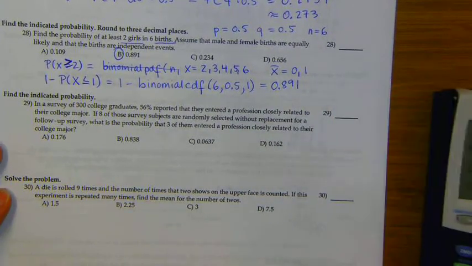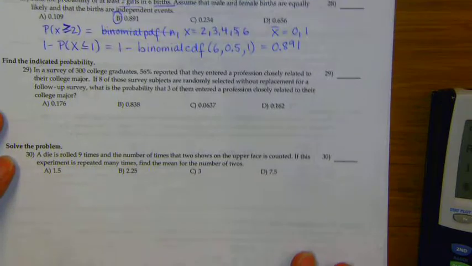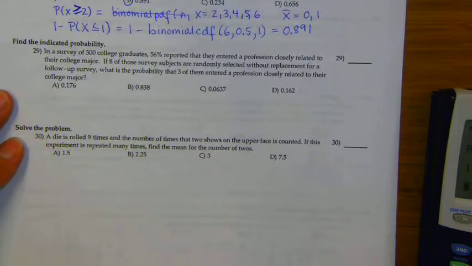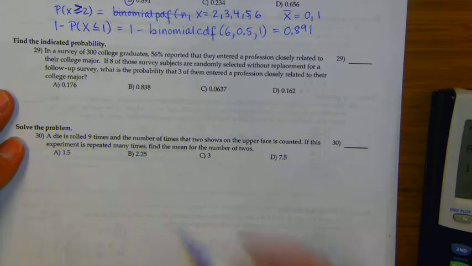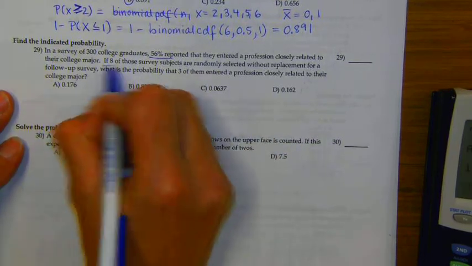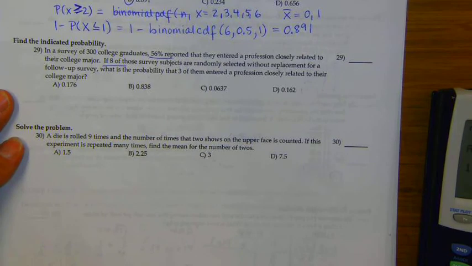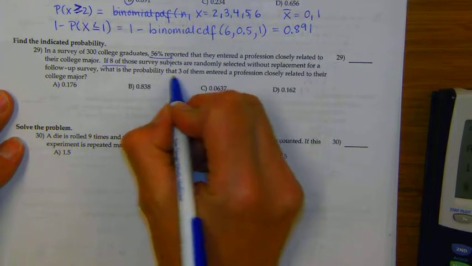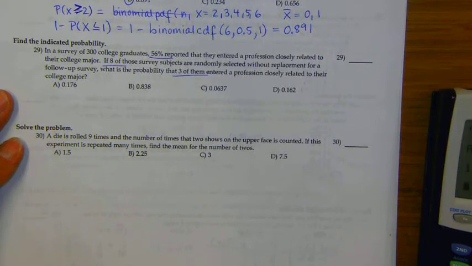Okay, number 29, so just 2 more questions to go over. It says, in a survey of 300 college graduates, 56% reported that they entered a profession closely related to their college major. If 8 of those survey subjects are randomly selected without replacement for a follow-up survey, what's the probability that 3 of them entered a profession closely related to their college major?